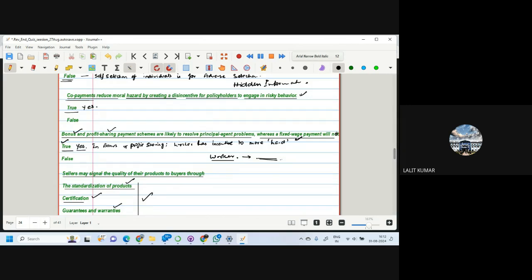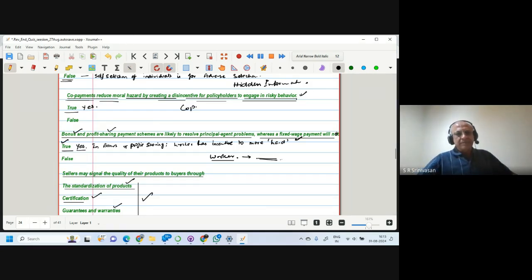Co-payments reduce moral hazard by creating a disincentive for policy holders to engage in risky behavior. So what is the meaning of this co-payment? It is an economic term. Co-payment is basically you don't pay the full part. You pay 10%, or a fixed amount. So that is the co-payment.